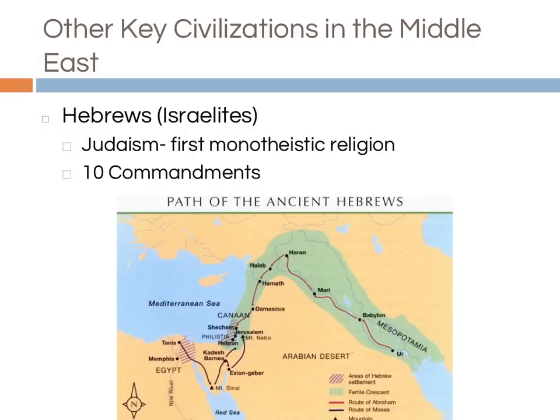So if you look at this map, you see the Fertile Crescent shape there. And then right along the Mediterranean, in the shaded area, are where the Hebrews originated.